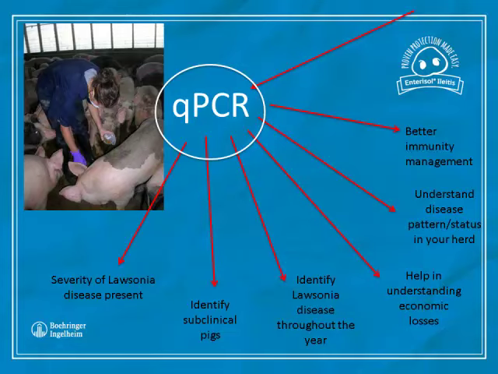Also, now we have the ability to identify those subclinical pigs and what severity they are infected. It will also identify Lawsonia throughout the year, help understand economic losses, and understand the disease pattern and status in your herd. And it provides us with a better immunity management tool.